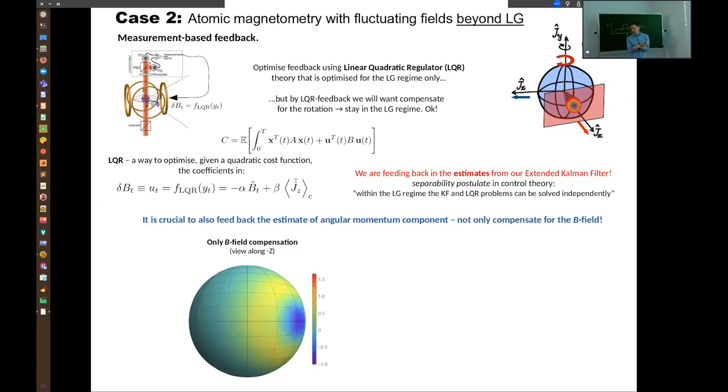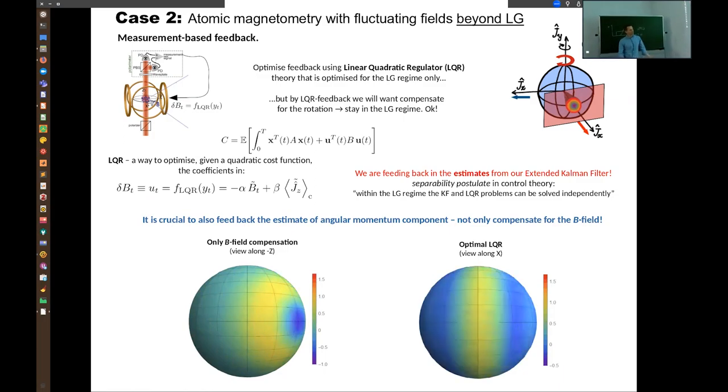When we started the project, we thought it was enough to compensate for the field. If you ask experimentalists, they will tell you all you need to do is use a compensating magnetometer. Basically, if you want to sense a field B, you should counteract with field B. This doesn't work, and this is what the theory tells you. You shouldn't just subtract what you estimated for the field. You should add the component from what you think is your angular momentum. If you don't compensate for the field, it's not what you want. But if I do it optimally, this is exactly what we want. You get the squeezing in the right direction. I'll tell you why, if you ask.